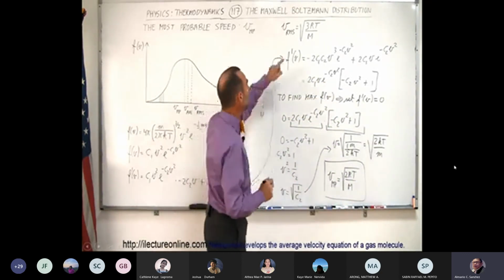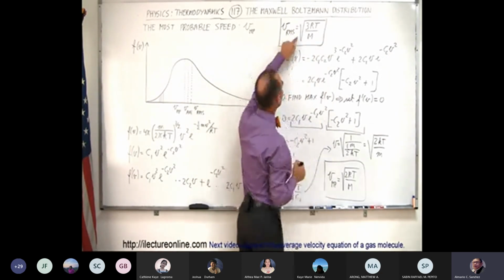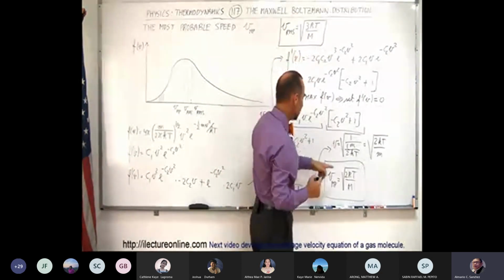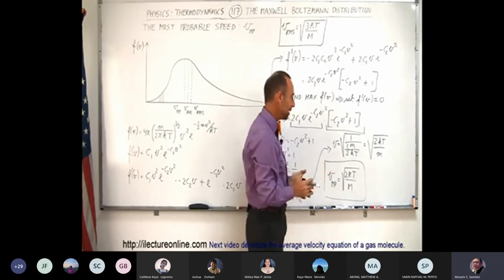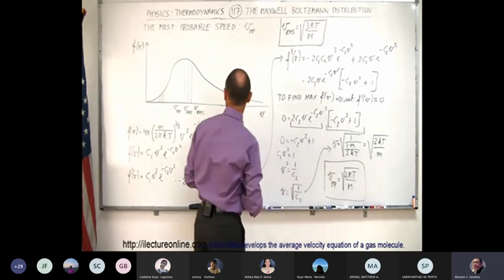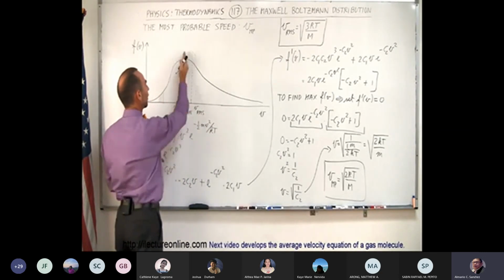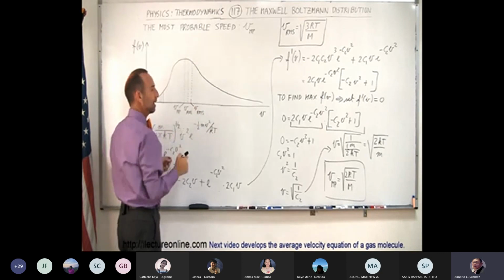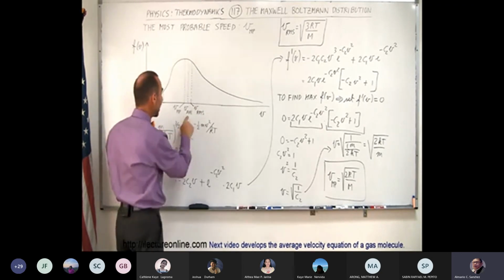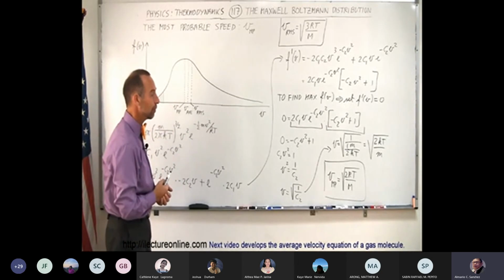Now compare that to what I had over here when I looked at the RMS velocity. It was equal to the square root of 3RT over m, and notice the most probable velocity is 2RT over m. So very much related, a little bit smaller, and therefore you can see that sure enough, the most probable velocity is this one right here. The RMS velocity is this one right here, and as we will see in the next video, the average velocity is somewhere between those two values, and we'll figure out what that is equal to.